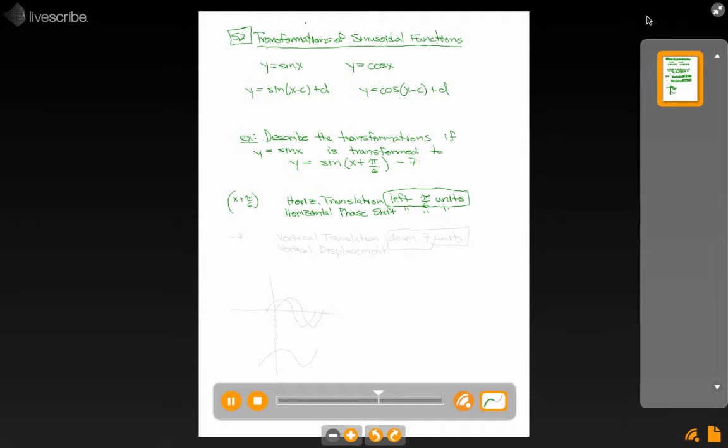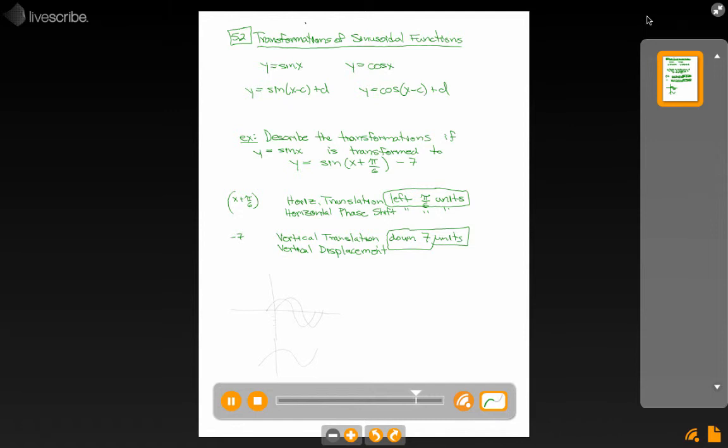So if the question asks you for a horizontal phase shift, they're just saying how far right or left did this graph go. Now the minus 7 part is going to be a vertical translation. And this will take the graph down 7 units. Again, hopefully that's a little bit of review from way back in chapter 1. In trig, for whatever reason, they've decided to call this vertical displacement. It means exactly the same thing as a vertical translation. And so if they ask you what's the vertical displacement, you'd still say down 7 units.